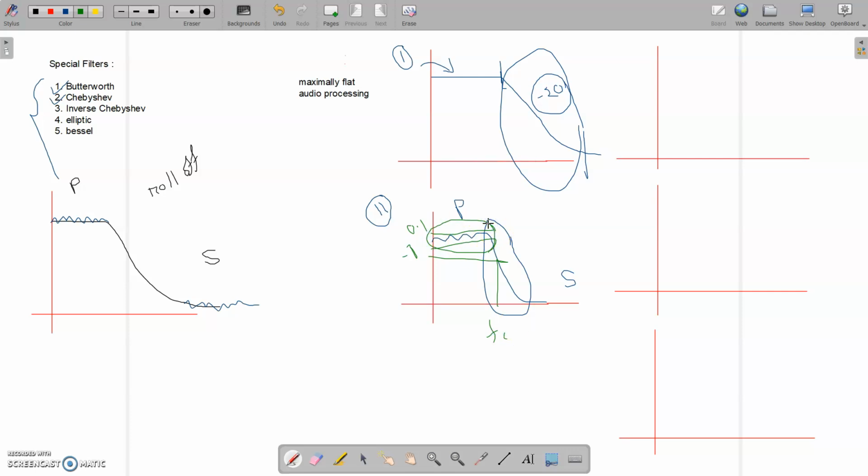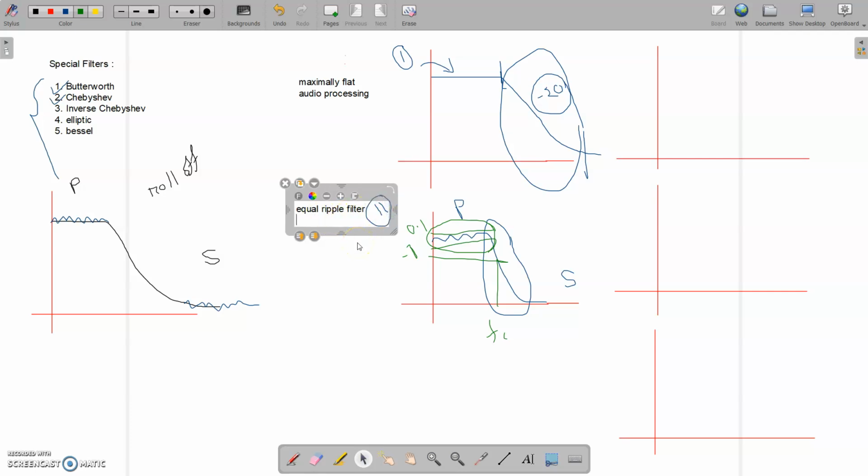Another thing is that these ripples that we have in a Chebyshev filter are actually equal. So that's why there is a particular name, we call it equal ripple filter.